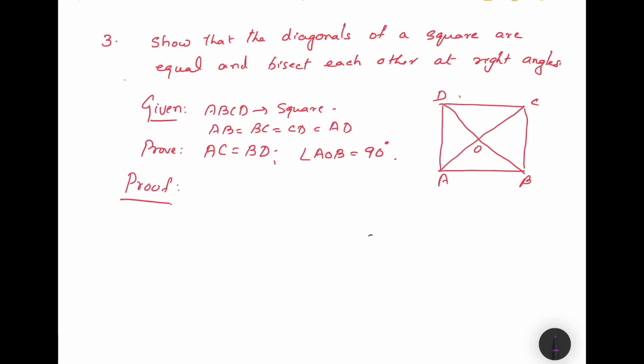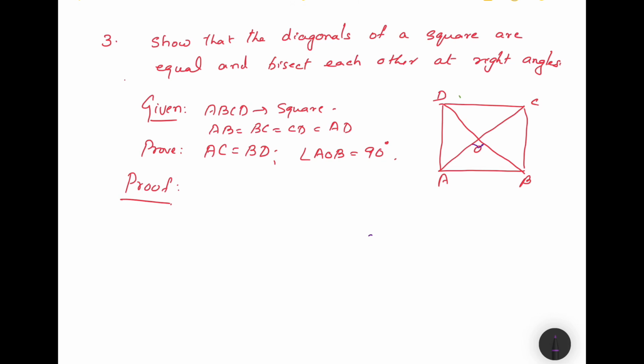The next question is, show that the diagonals of a square are equal and bisect each other at right angles. This is a property of a square. The given is ABCD is a square, that means all four sides are equal. You have to prove the diagonals are equal, so AC equal to BD, and they bisect each other at right angles. That means you have to prove angle AOB is 90. If this is 90, all the other angles will also be 90.